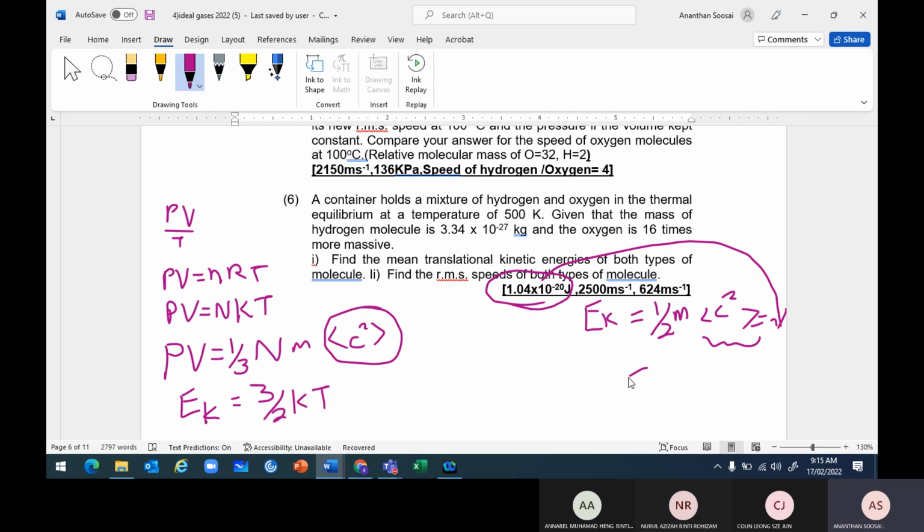So the mean square speed is what? The mean square speed is 2EK over m. Sorry, 2EK, not 2V. 2EK over m. The kinetic energy is 1.04, right?